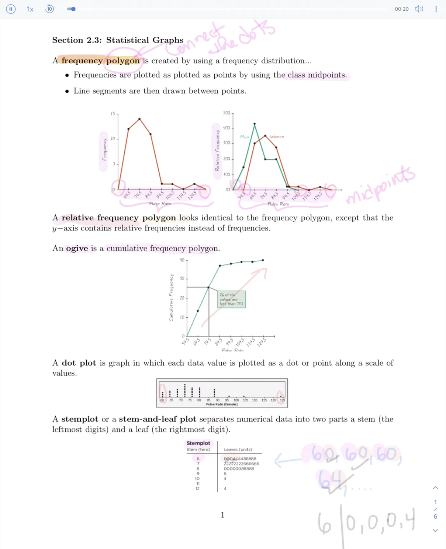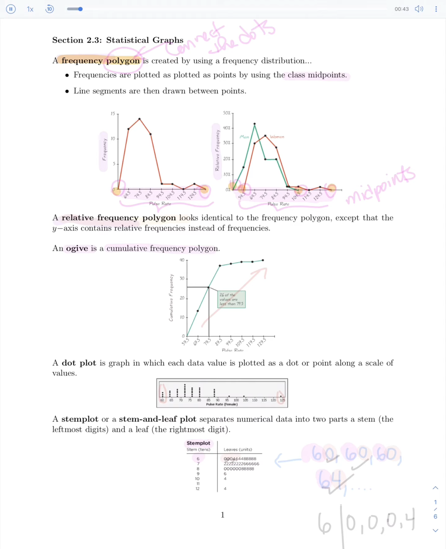And basically, a frequency polygon is a connect the dots graph, except at the ends of each graph, we bring down the ends back to 0 at the ends of our frequency polygons. We always bring them back down to 0.